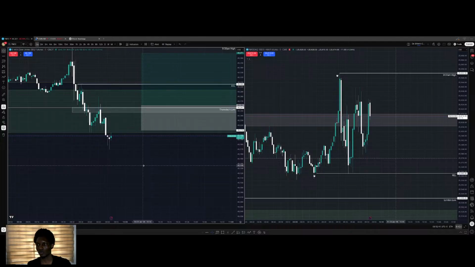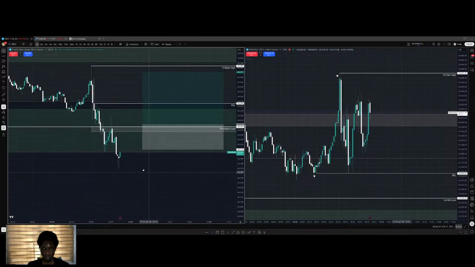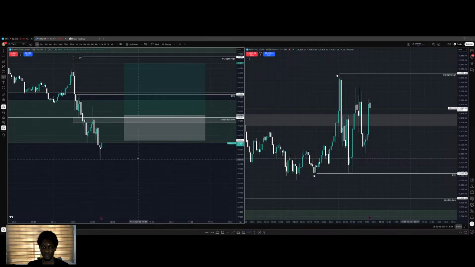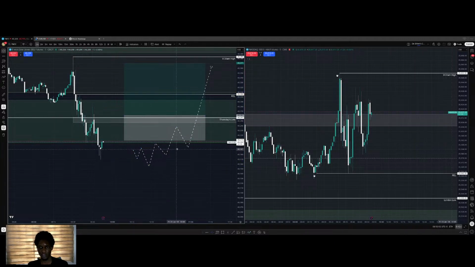Okay, so let's see what YM does. So right now we're creating body structure, right? Low, high, low, low. Get an inversion, retracement. This is where I want to buy because we'll be inverting this 5 minute.